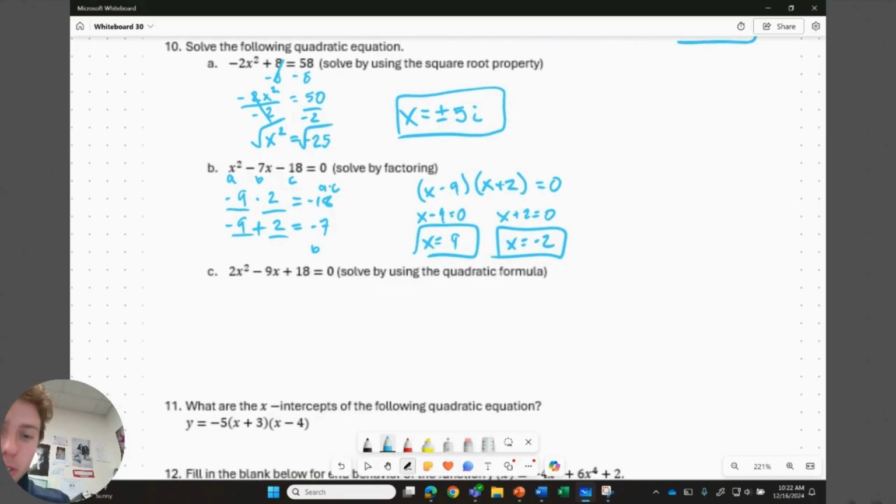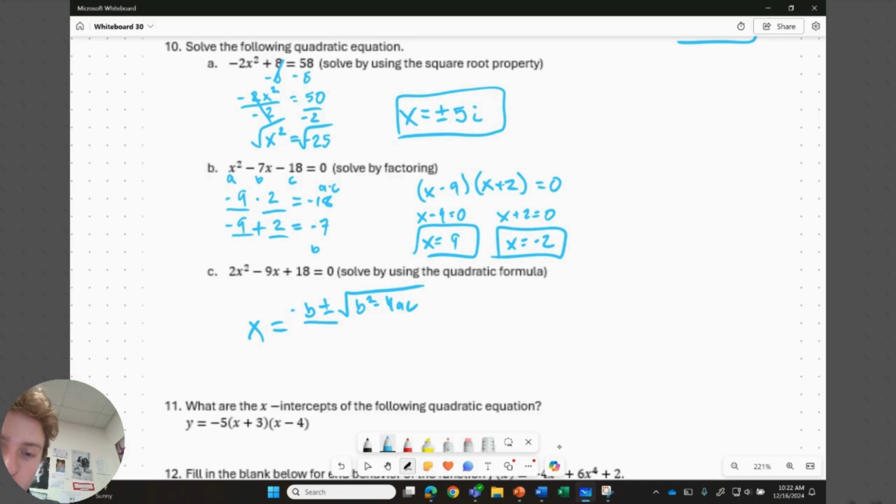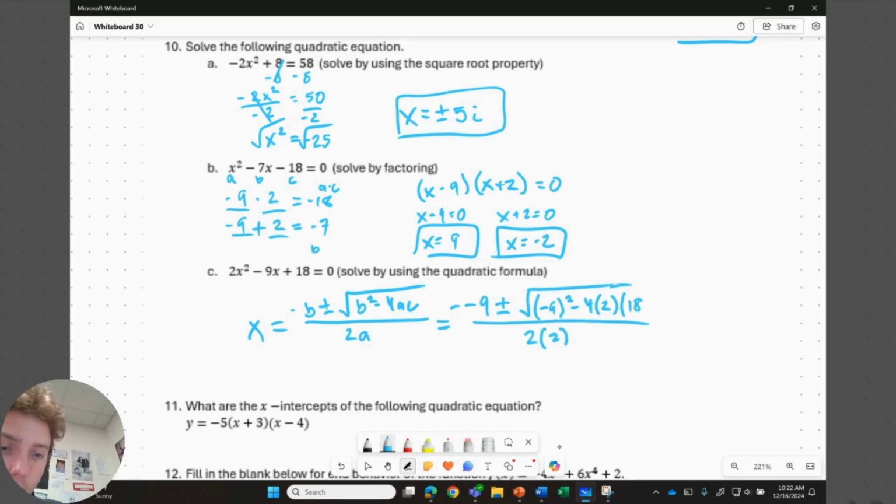10C, solve using the quadratic formula. Quadratic formula is one of those things that will be given to you. The formula, though, looks like this. This is how you'll see me get each of these values and know where to plug in. We have negative b, so there's my negative sign. Plug in my b value. Plus or minus square root of b squared minus 4 times a times c all over 2a.